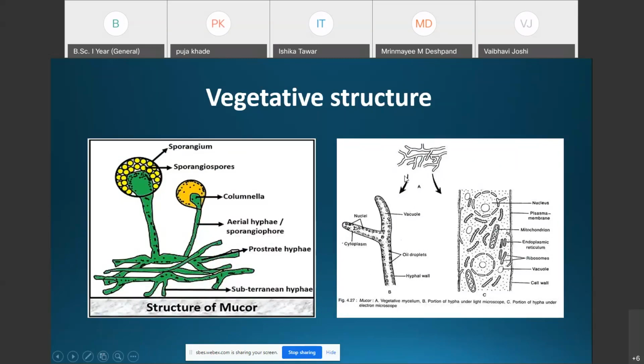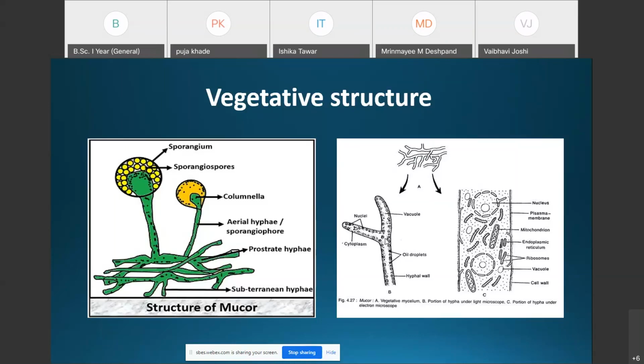Why is it said to be cenocytic? Because it is aseptate, that is, there is a complete absence of partition walls in the hyphae, and a large number of nuclei are scattered in the hyphae without any partition wall. That's why the vegetative mycelium of the mucor is said to be cenocytic.